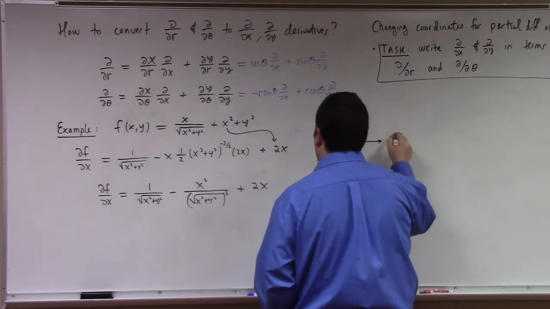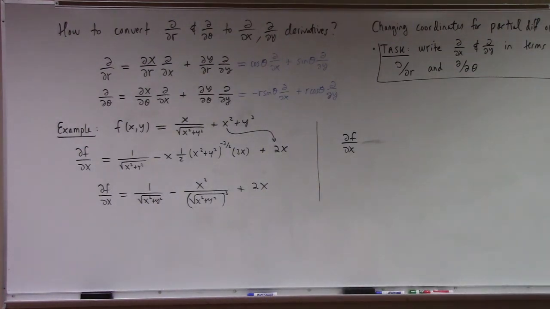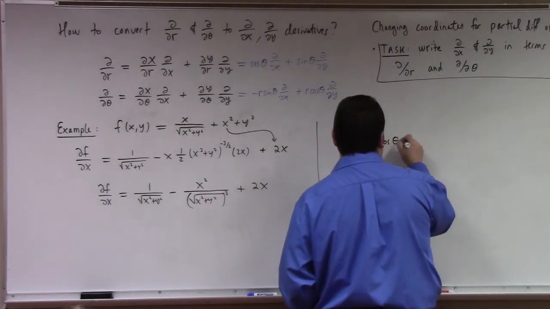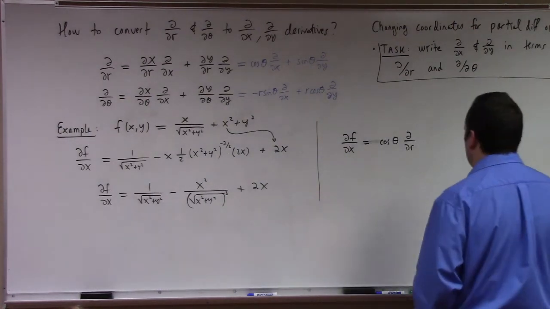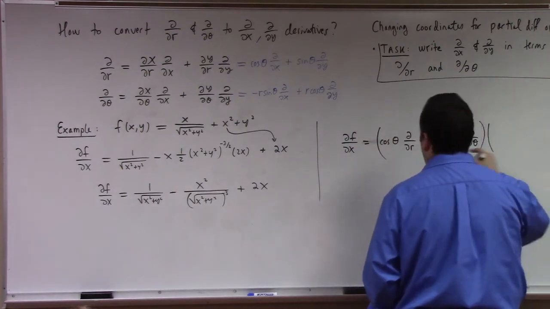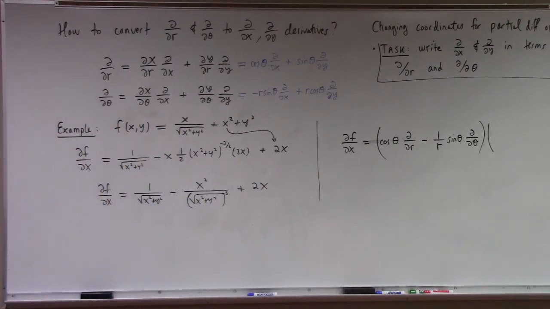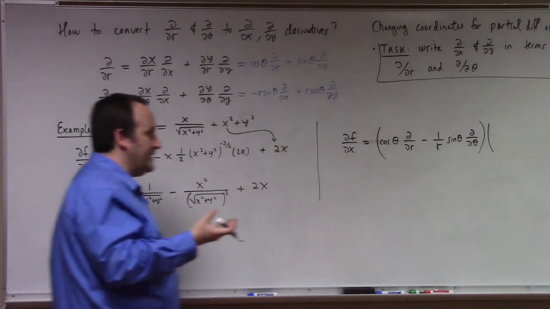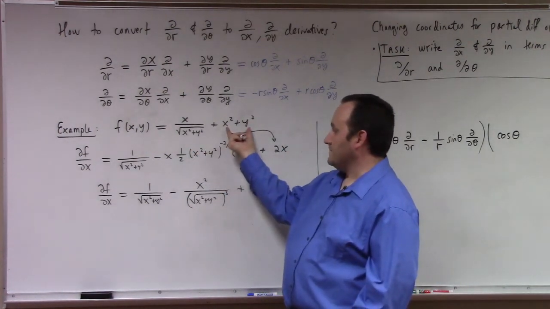Let's see here. What did we just figure out? We figured out partial x was equal to cosine theta, partial r, minus 1 over r sine theta, partial theta, right? And then this f, what is f? If we convert f to polar coordinates, what is it? Yeah, the first term is x over r, right? So the first term in f is nothing more than cosine theta in disguise, right? So it's got a cosine theta, and then what's this? r squared, right?